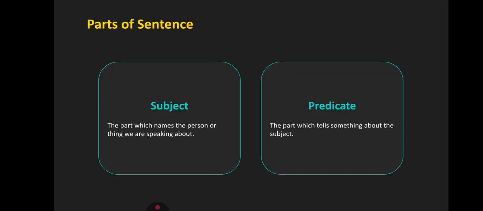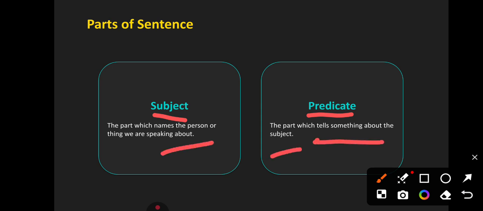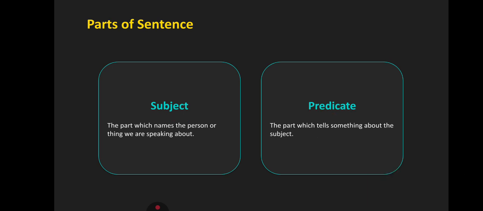Move to the next. Parts of a sentence. There are two parts of a sentence: subject and predicate. What is the subject? The part which names the person or thing we are speaking about. And what is the predicate? The part which tells something about the subject.